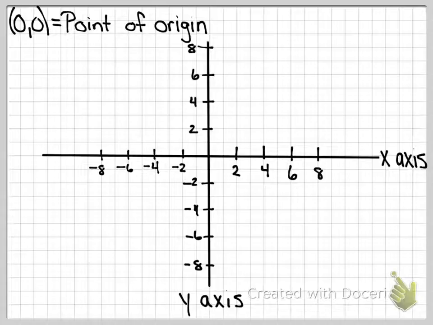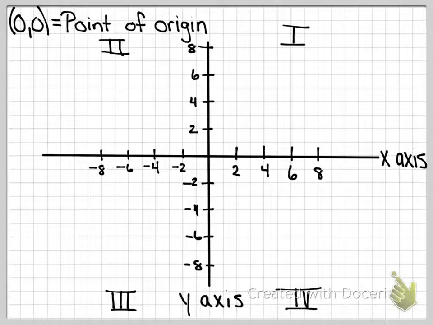Okay, so now that we've drawn our coordinate plane, we've got to learn that this is actually broken up into quadrants. Our top right quadrant is quadrant 1. Top left is quadrant 2. Bottom left is quadrant 3. And bottom right is quadrant 4. Anytime your book asks you the location of a point, that's what it's talking about. What is the location of the point? It's talking about quadrant.